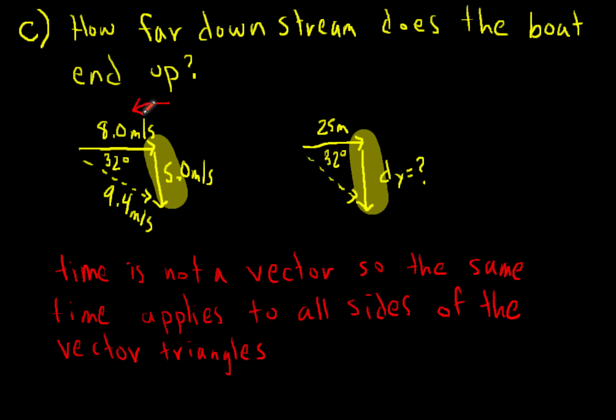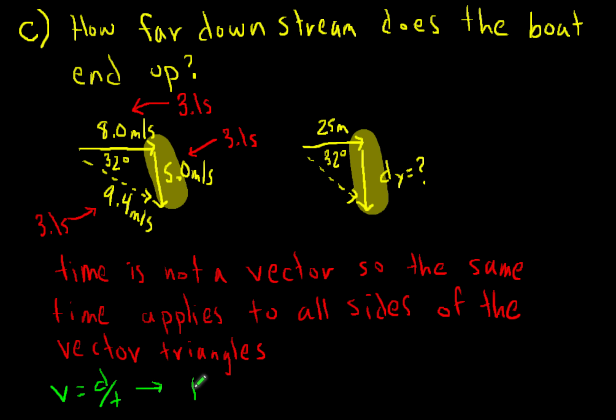So the 8 meters per second takes 3.1 seconds, the 5 meters per second takes 3.1 seconds, and 9.4 meters per second takes 3.1 seconds. So if you find the time on one side, you can use it to all the other sides.